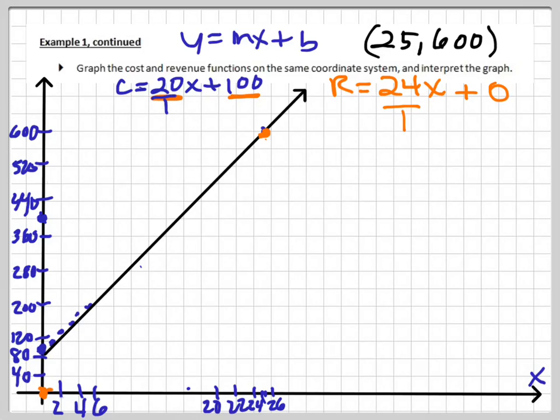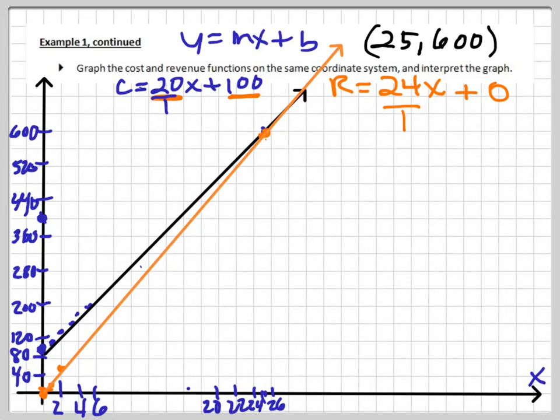Oops. We definitely wouldn't even be to 40 yet, so we're squished in there. 1 unit over, 24 up, etc., etc. So let's try to connect those 2 points at least. And there we go. So the orange line would represent the revenue.